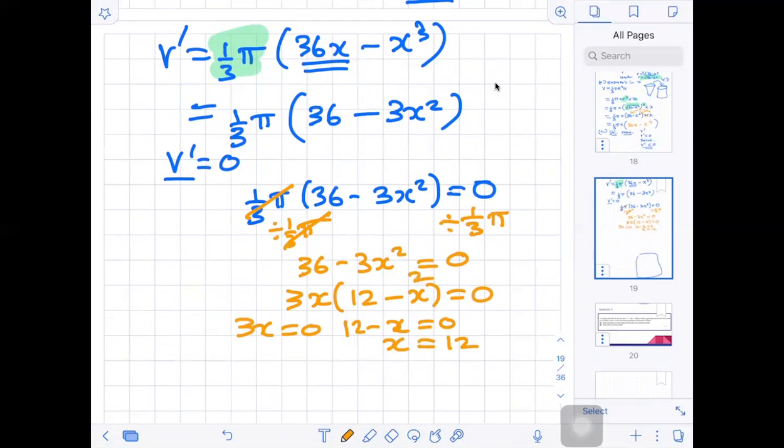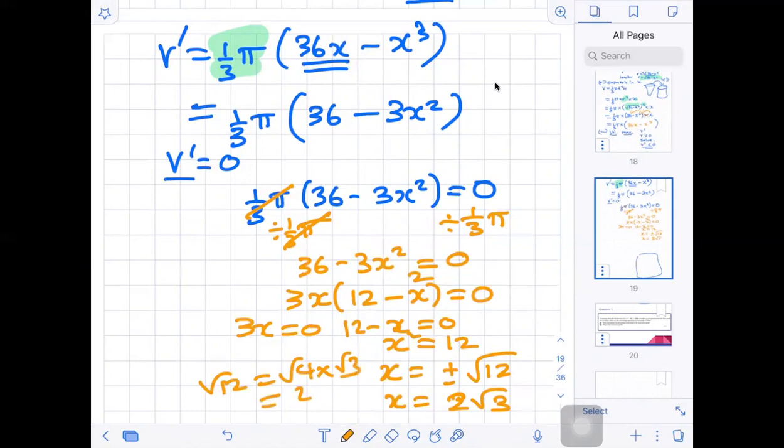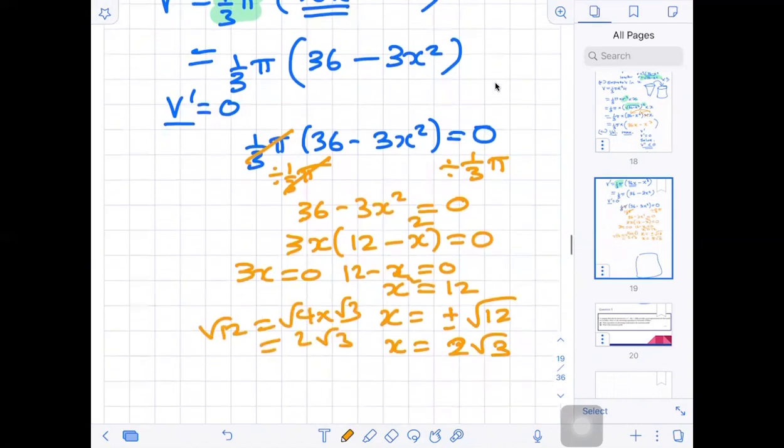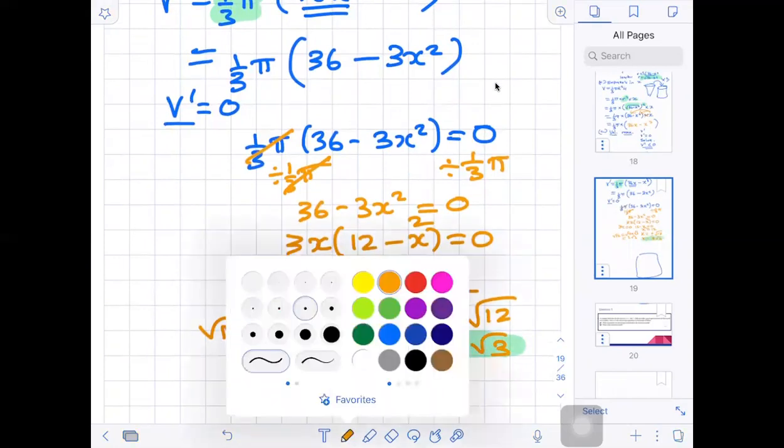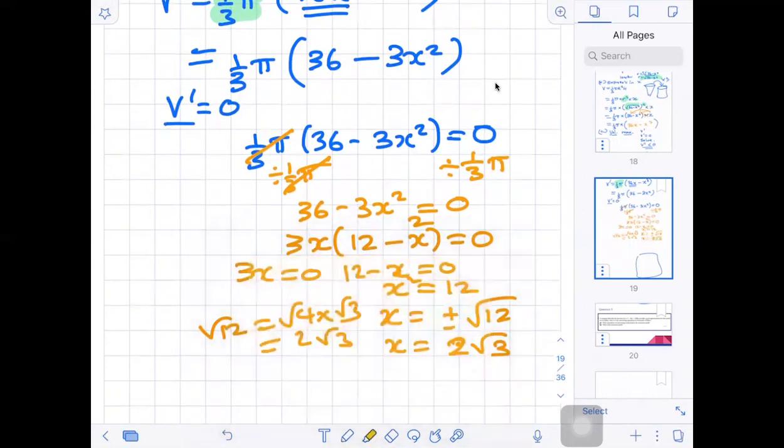Sorry, it's x squared, isn't it? So that means x equals plus or minus root 12. You don't do the plus or minus, sorry, you just go 2 root 3, because root 12 equals root 4 times root 3, so it's 2 root 3. And I took the positive. The main reason I took the positive is because it is a length, so you can't have negative.